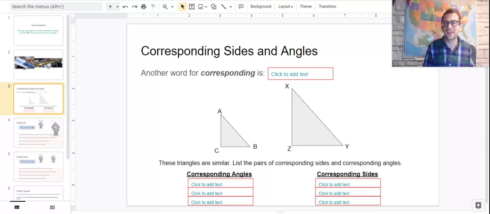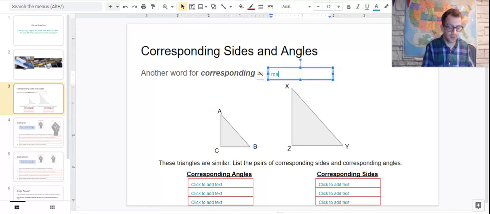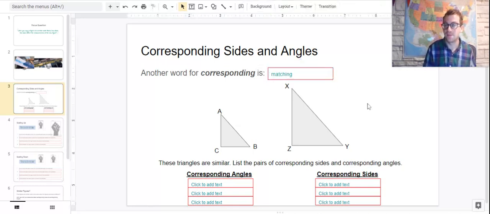Another word for corresponding you might think of, for example, is a detective who is investigating a crime looking for corresponding fingerprints. What is another word for corresponding then? Another word could be matching, right? That detective is looking for the fingerprints that are matching. In a similar way, mathematicians are going to be looking for which angles and which sides match each other between the similar shapes.